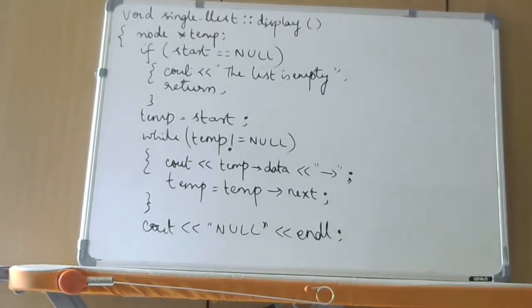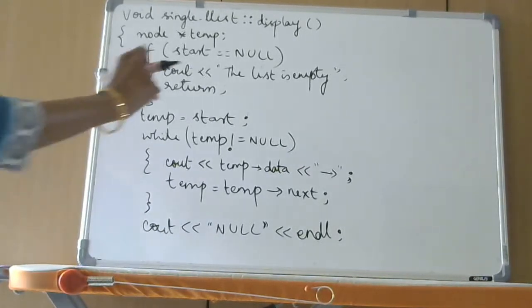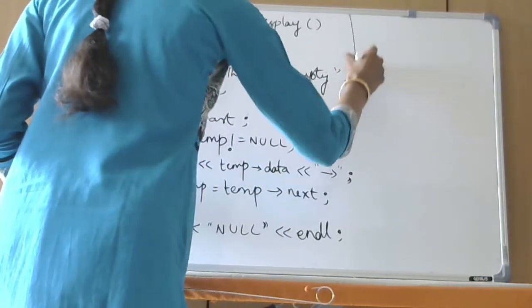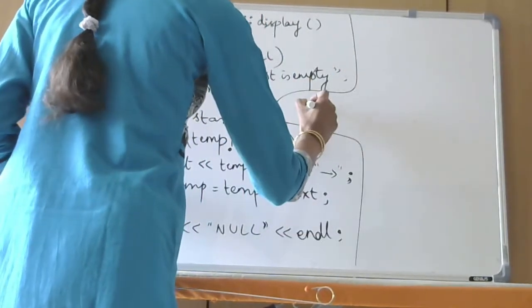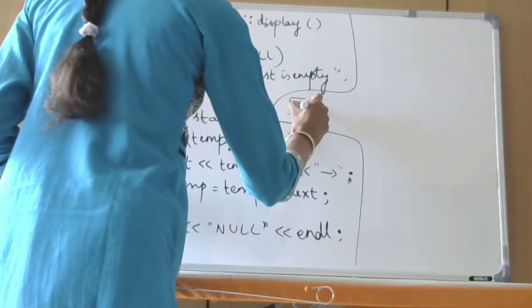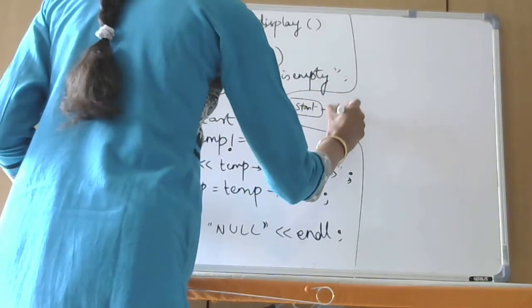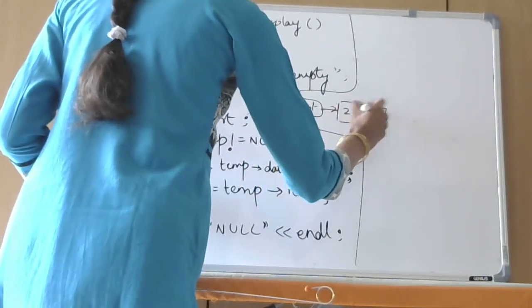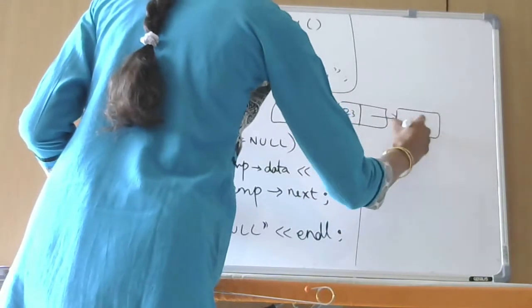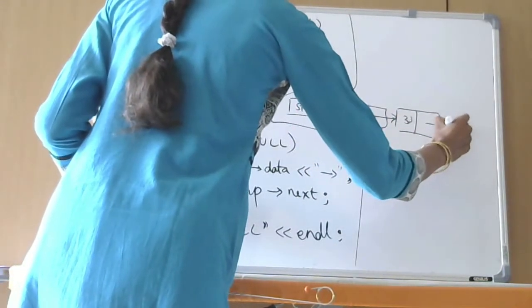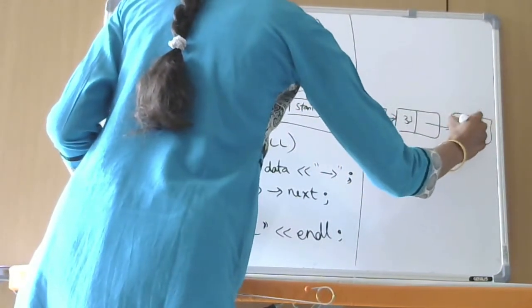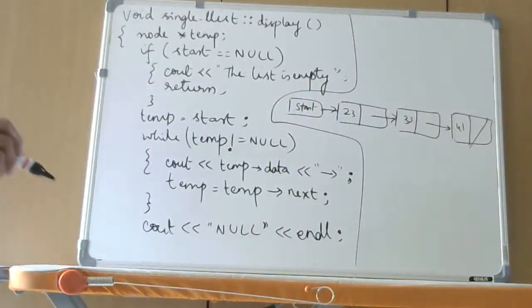Okay. Now let us see how we can display the linked list. I have written the code here already. So let me explain to you step by step how we can try to display the linked list. Let me take a simple linked list. Let me say I start with start. This is the linked list I want to display.